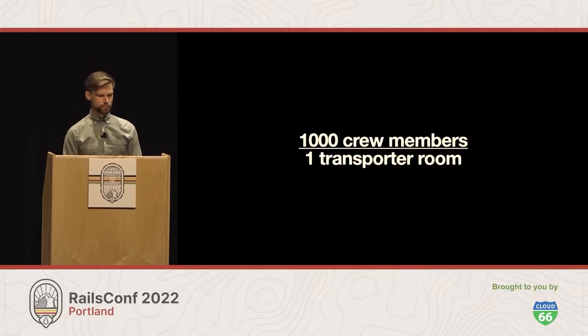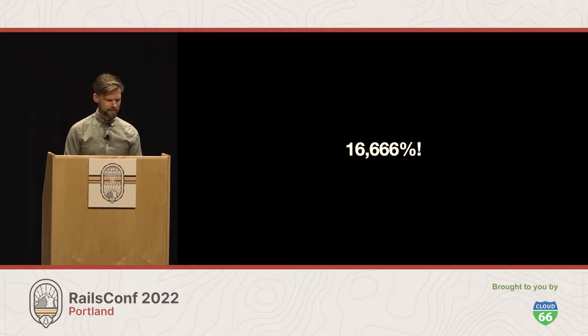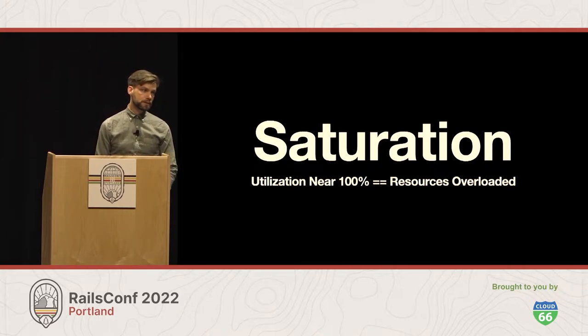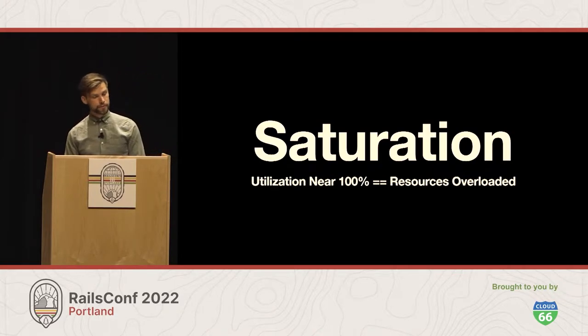This is the same with rooms for capacity planning. But one transporter room, we know, can do 6 beam outs at a time, and that takes 5 seconds. So now we're down to 16,000%. So it's a little better, but we're still way oversaturated. We want to get that down to 100%. So again, saturation is when utilization is near or at 100%.